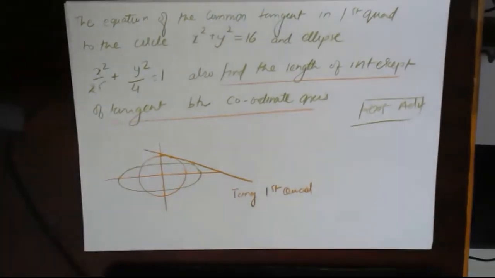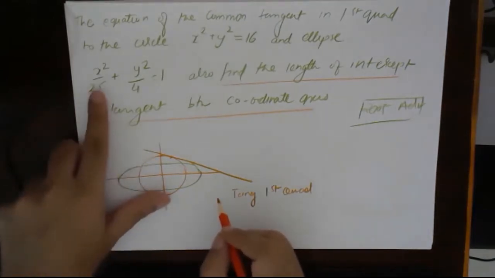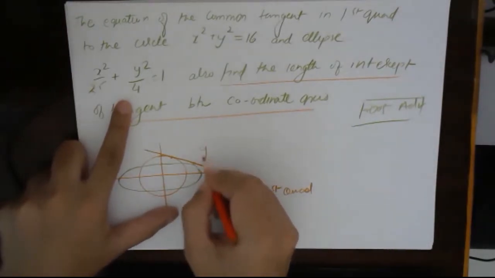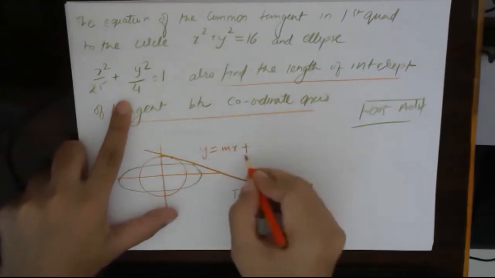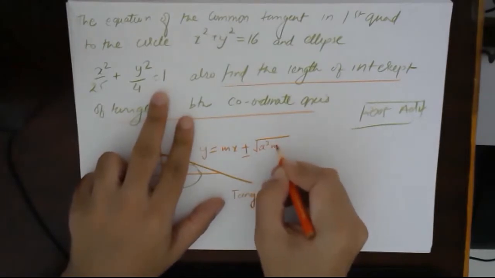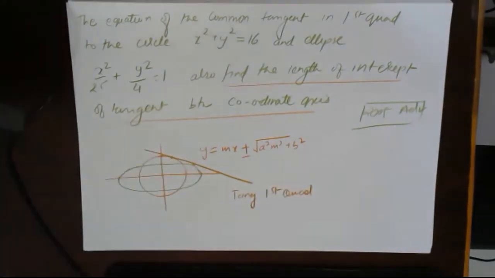Any tangent to the ellipse of the form x square by 25 plus y square by 4 equals to 1 can be represented as y is equal to mx plus minus under the root of a square m square plus b square. This can be the equation of the tangent to the ellipse, right? If we just take this as y is equal to mx plus under the root of a square, which is 25, so 25 m square plus 4.